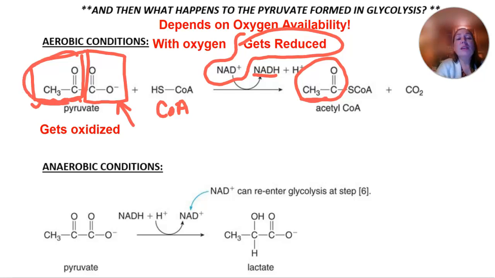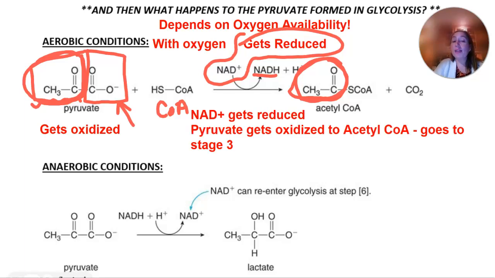So the CH3CO, C double bond O, that becomes your CH3 C double bond O on your acetyl-CoA. So the one side of pyruvate was really going to get shuttled as acetyl-CoA or C2, and the other side of the pyruvate molecule is really released as carbon dioxide. Okay, so NAD plus gets reduced to NADH, pyruvate gets oxidized to acetyl-CoA, and that will go on to stage 3, right? These acetyl-CoA are all ready now for stage 3.